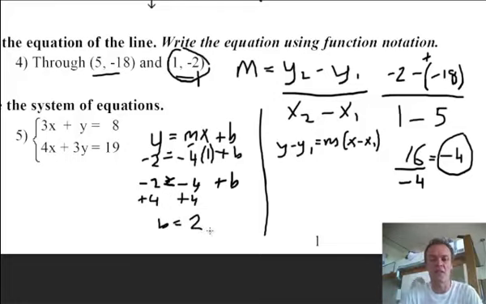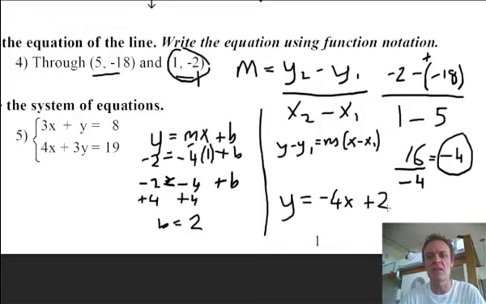Here's the answer. Y equals, what's the slope? It's negative 4x plus b, which is 2. I've written it in the slope-intercept form. But it does say function notation. Right now, y equals mx plus b. M is negative 4, the slope, and 2 we found is the y-intercept. But if it wants function notation, get rid of that and write f of x equals negative 4x plus 2. And that's it in function notation.